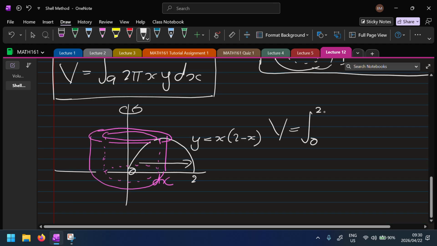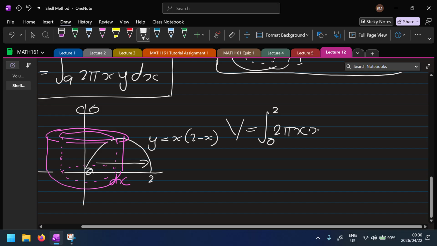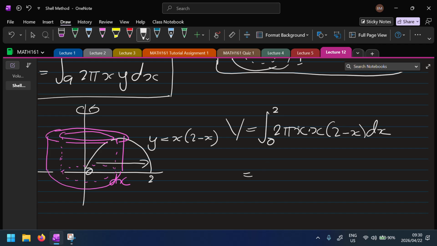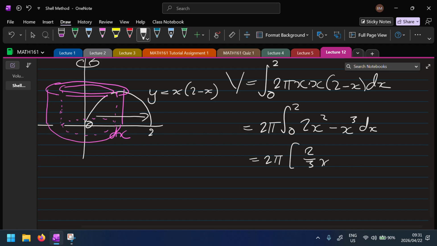So we're going from 0 to 2, 2 pi x times the y value, that's the height of these cylinders, that will be x squared minus x. So this will be 2 pi is a constant, we can take that out. Integral from 0 to 2, we've got 2x squared minus x cubed. That will be 2 pi, 2/3 x cubed minus 1/4 x to the 4 from 0 to 2.